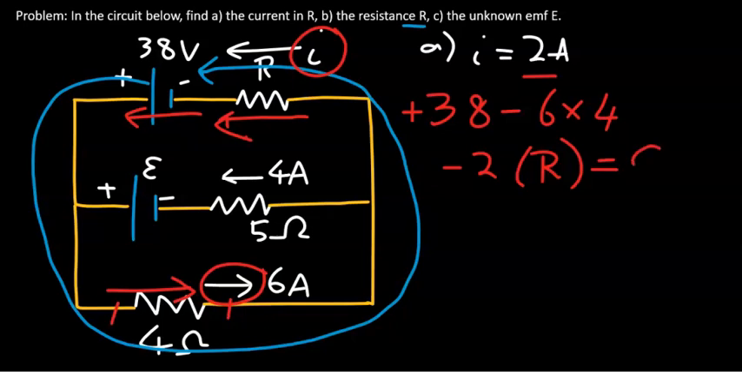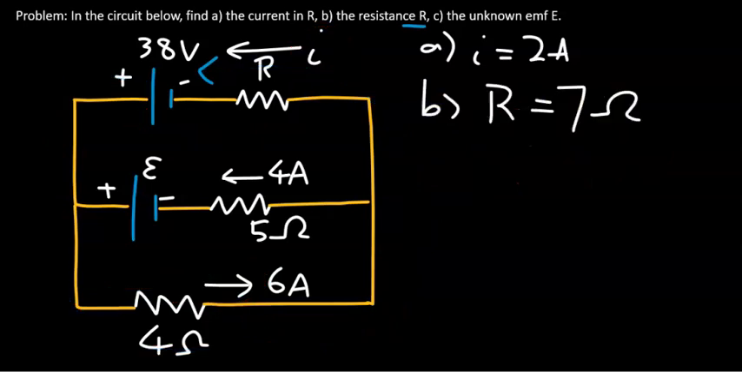And that sum is 0 according to the loop rule. And immediately we can solve for the value of the unknown resistance, and that's going to give you 7 ohm. And that's the answer for part B. And now we are left with the unknown EMF E. So what is the value of this EMF E? Let's make use of another loop, and this loop would go like that.